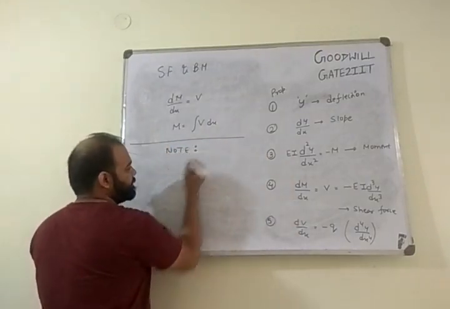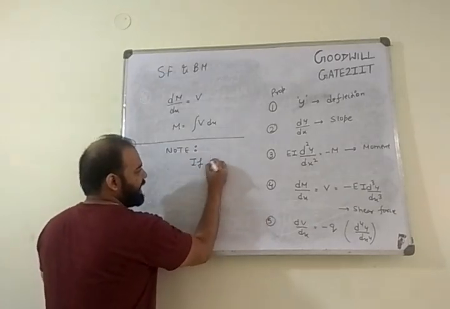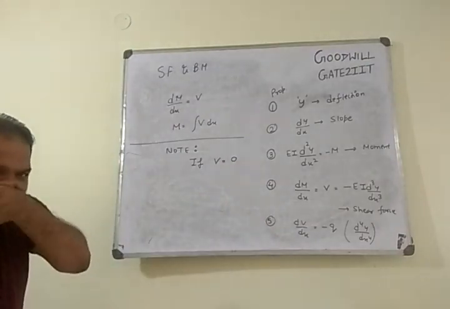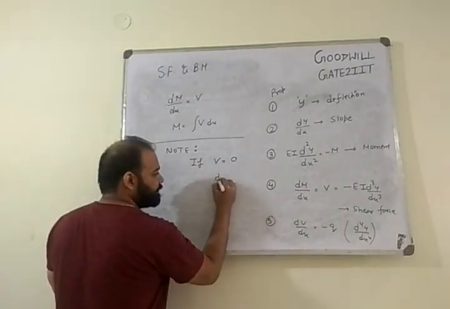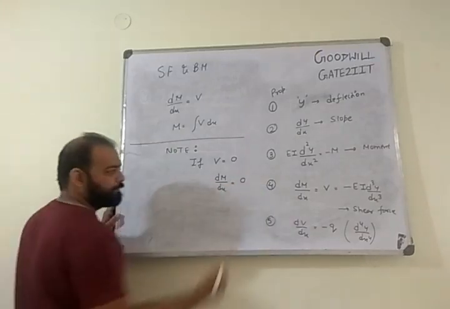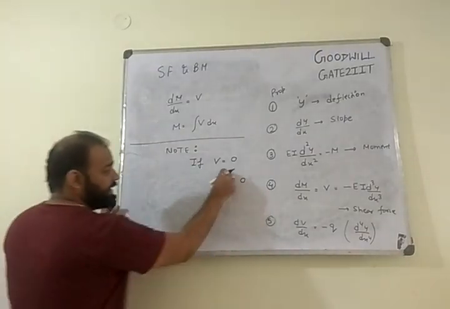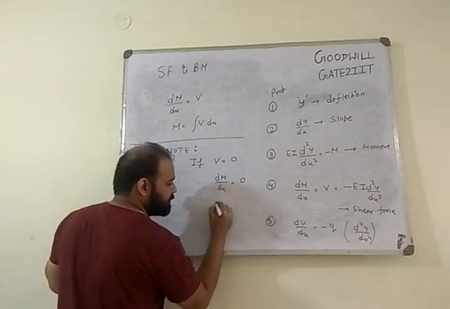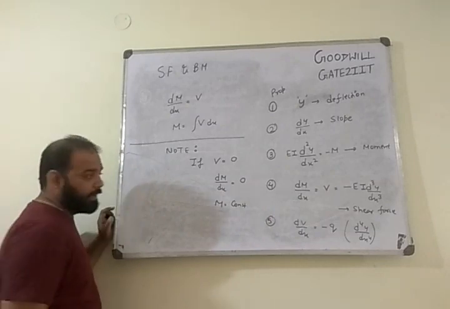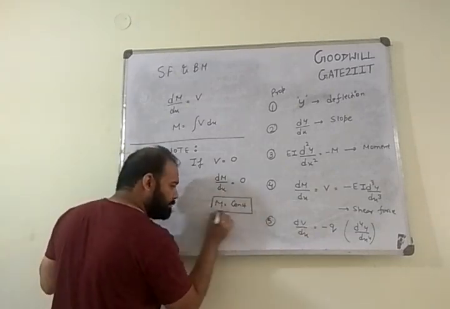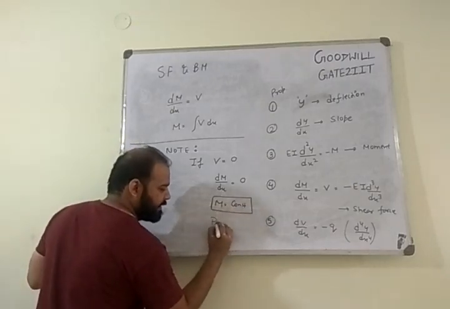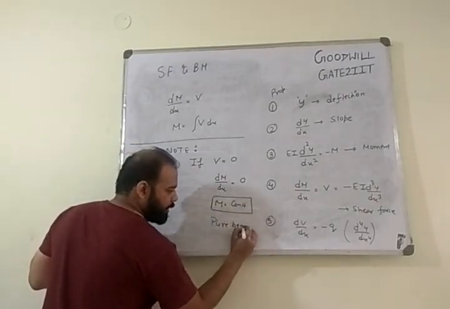The note is something like this: if your shear force is 0 anywhere, right? What do you mean by shear force is 0? That means dM/dx is equal to 0. Correct? Now what do you mean by dM/dx equal to 0? M, we know it's one order higher, is constant. Now what do you mean by M constant? Throughout the beam, your M is constant. This is referred to as pure bending.